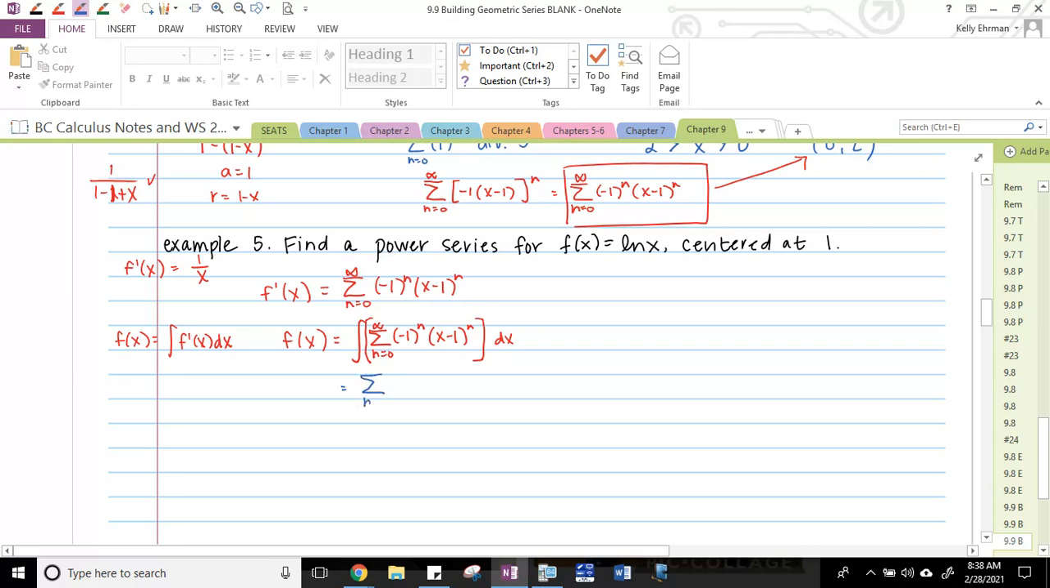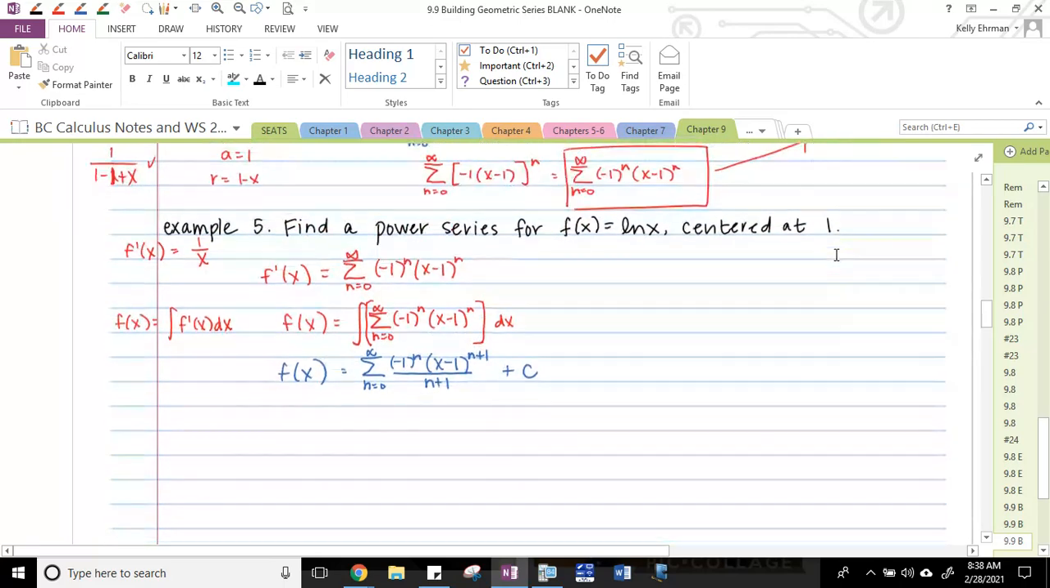So I should have the sum from 0 to infinity of, this is still a negative 1 to the n. You don't add to that exponent. This becomes x minus 1 to the n plus 1 over n plus 1. And this was an indefinite integral, so I do have a plus c right here. But we need to figure out what that plus c is, and normally we're given an initial condition, like way back when we started this in chapter 4, we were given some sort of initial condition.